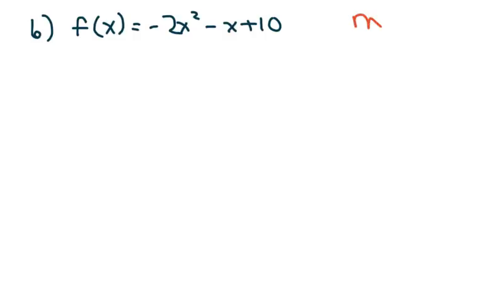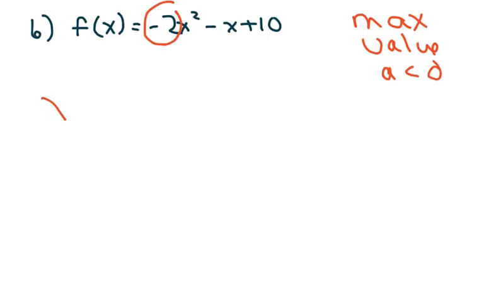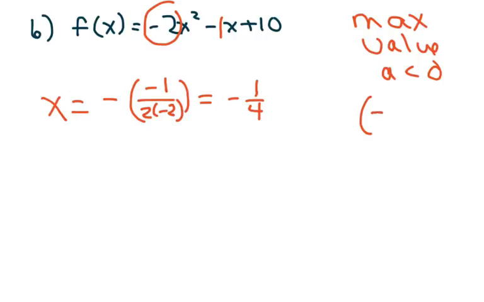This has a maximum value because my a is negative right there. And I'm going to find my x is negative b, which is negative 1. So put a 1 there if you want, over 2 times negative 2. Since I have 3 negatives, I know my answer is negative, and this is going to be 1/4. So it occurs where x is negative 1/4, and then I have to plug in negative 1/4.